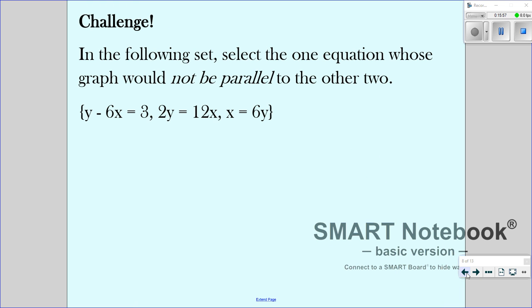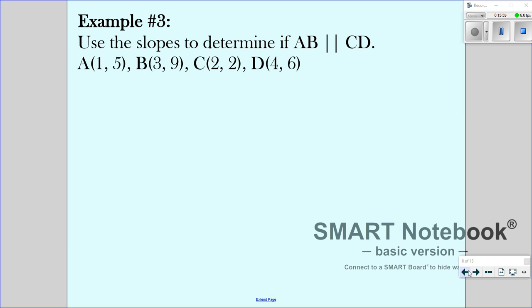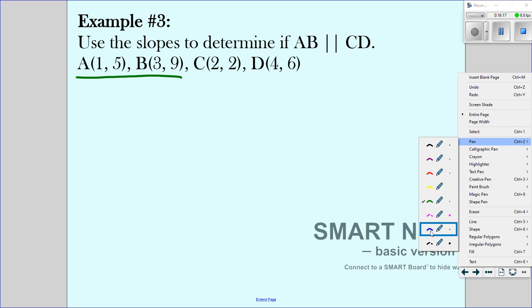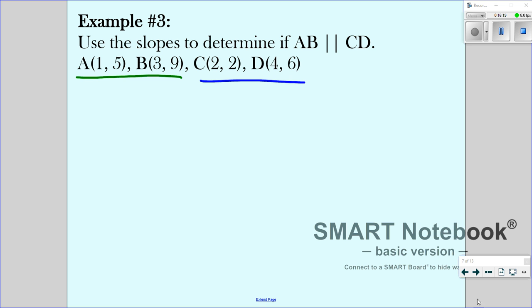All right, let me see how far. Okay, I got a few more. So for this one, it says use the slope to determine if AB is parallel to CD. So I got this AB and then I got CB. I'm going to use different colors. All right, so let's start with AB.